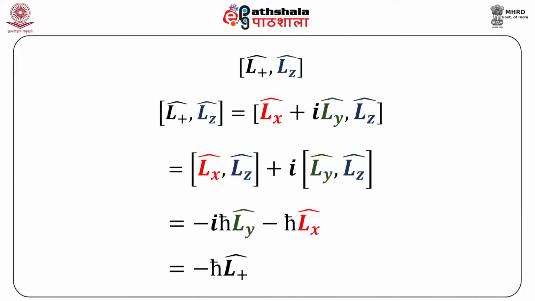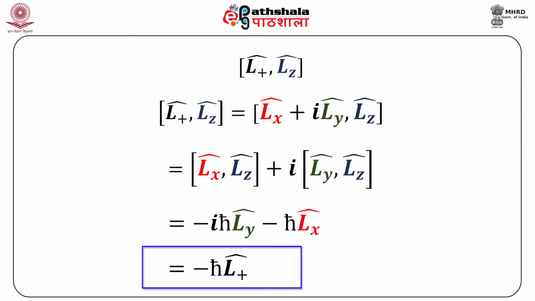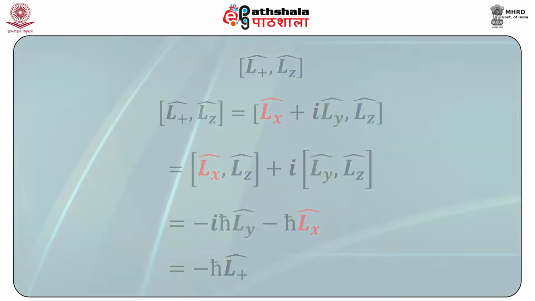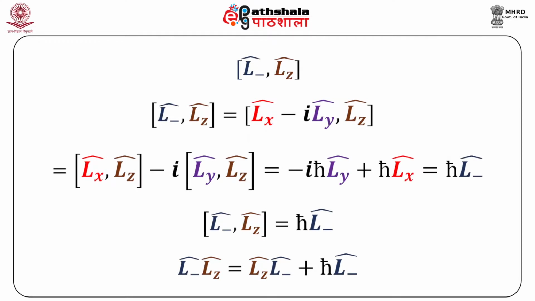First is the commutation of L plus and Lz components of angular momentum, where the substitution of L plus operator modifies the expression to [Lx + iLy, Lz], which on simplification gives the expression minus i h cross Ly minus h cross Lx, which is equivalent to minus h cross L plus. So that means the commutator of L plus and Lz is minus h cross L plus. Further simplifying this commutation relation, we get the expression L plus Lz equals Lz L plus minus h cross L plus. With this, we now move to the second commutation relation between L minus and Lz.